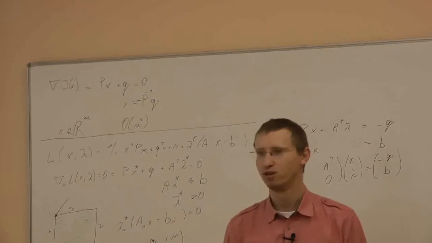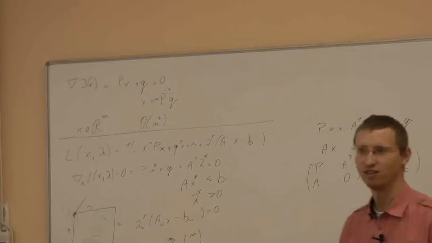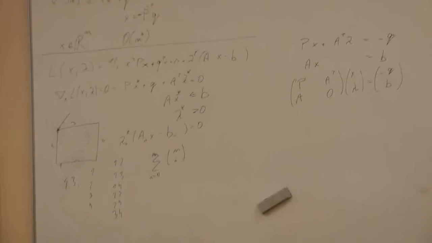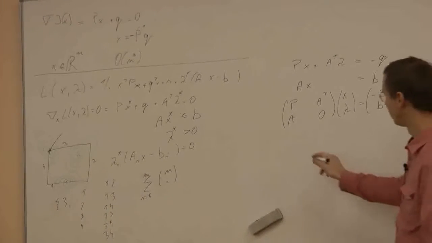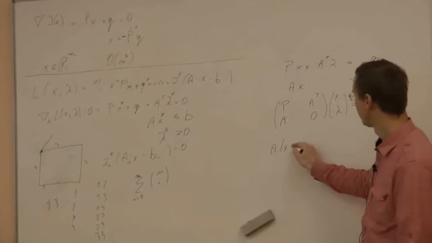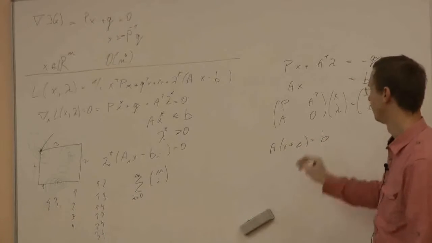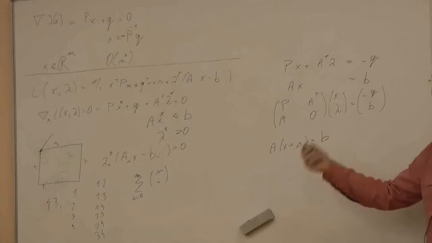Is that a typo? Is that a mistake on the slide? Or is it really like that? It's not delta. Okay, so the constraint is that Ax plus delta is equal to B, right? Because we are optimizing over delta now.